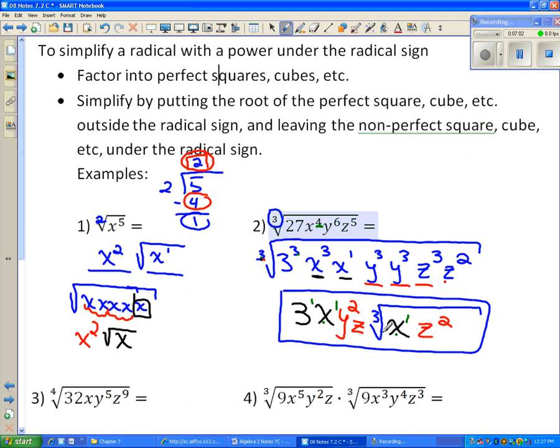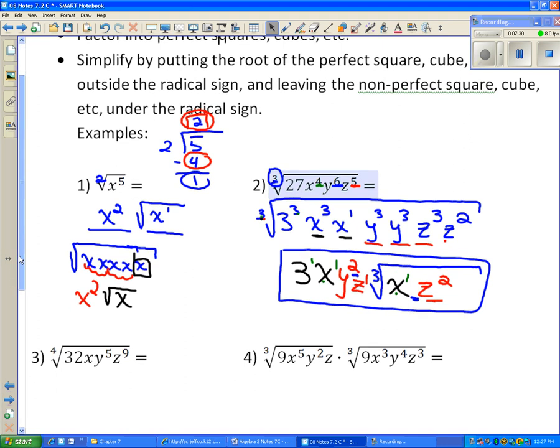Y to the sixth: 6 divided by 3 is 2, so it's a y squared without a remainder, so there's no y over here. And lastly is z to the fifth. 5 divided by 3 is 1, so I get z to the 1 with a remainder of 2, so I have z to the second stuffed inside. That's how I work these problems. So let's scroll down and look some more.